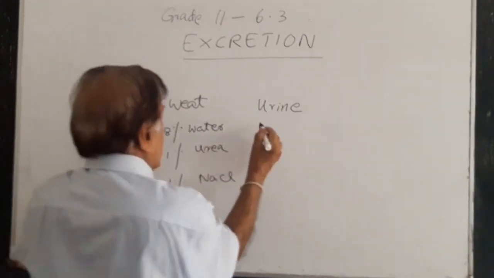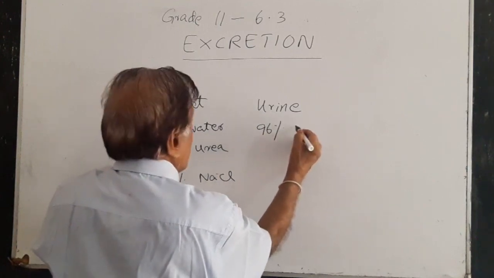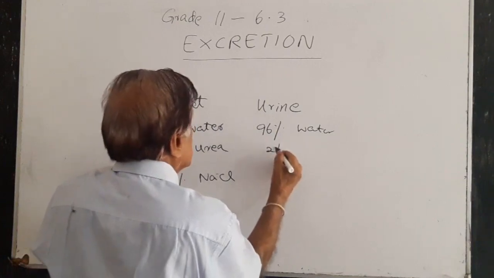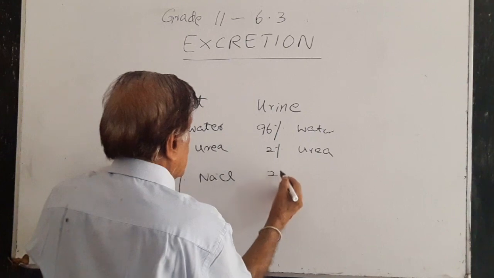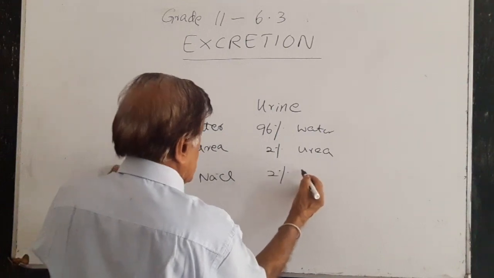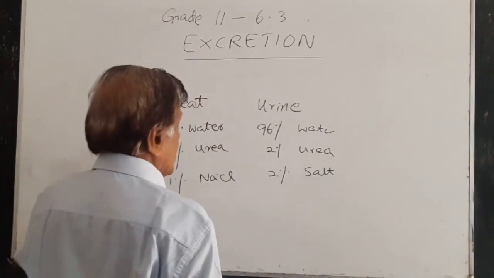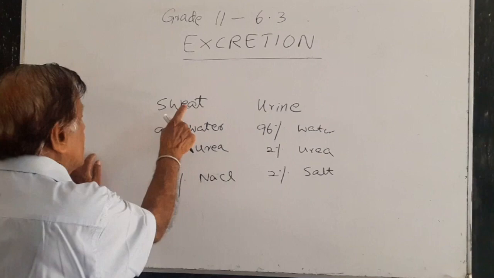In urine you have 96% water, 2% urea, and 2% other mineral salts, except sodium chloride.